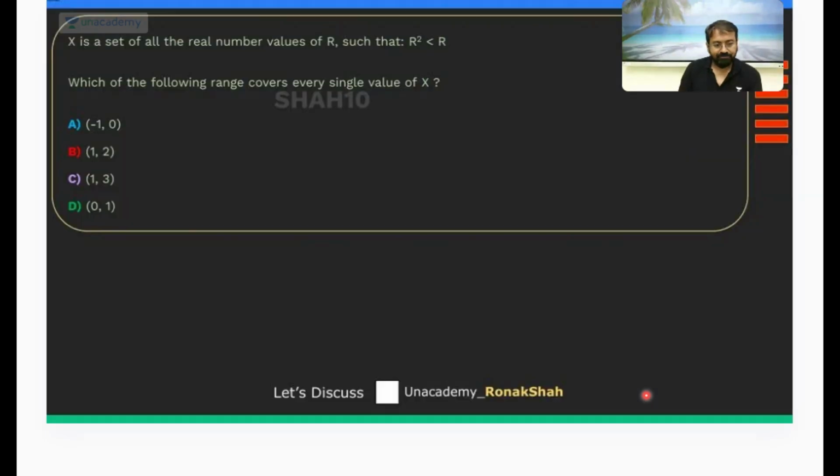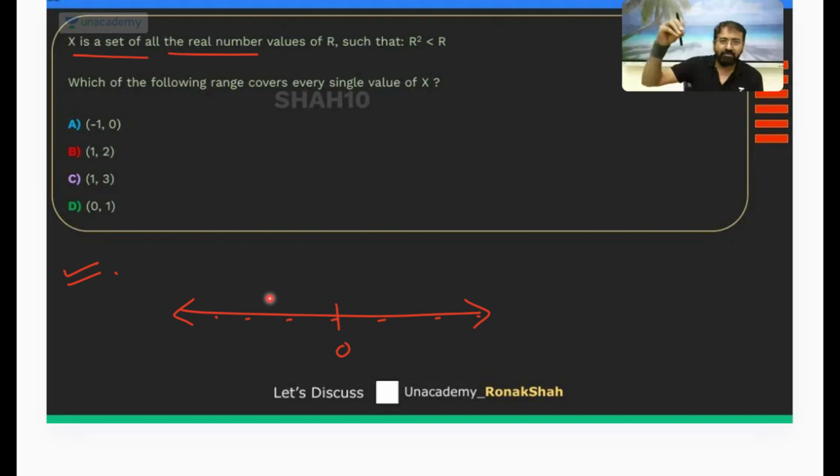Okay, chalo. Guys, think for this. X is a set of all real numbers. Guys, real numbers are all those numbers which can be plotted on number line. So all the numbers which can be located on number line are real numbers. जैसे √2, 1/5, 10, 15, ये सारे real numbers है ना? Okay. So for X is set of all real values of R such that R square is less than R.